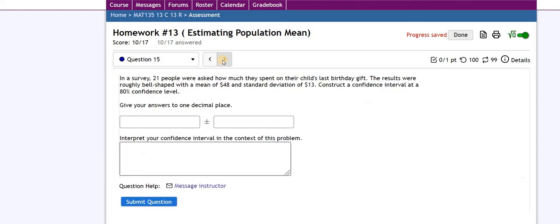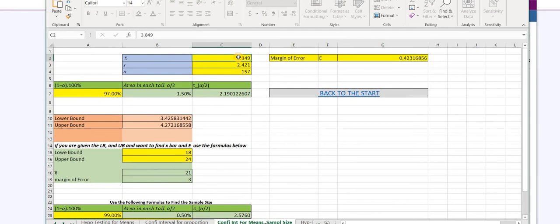In a survey, 21 people were asked how much they spent on their child's last birthday gift. In this case, we just need to report the confidence interval as the mean plus or minus the margin of error, but the interpretation is going to depend on the lower bound and the upper bound. So let me actually answer this question. N is equal to 21, X bar is equal to 48, S is equal to 13, and the level of confidence is 80%. So I'm just going to plug the numbers in.